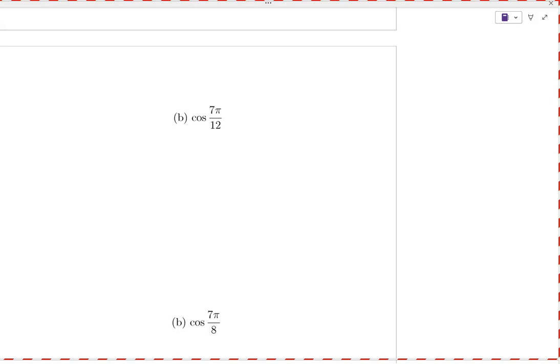We also did this with a sum formula, right? But we're going to do this with a half angle formula. So this must be equal to plus or minus square root of 1 plus cosine of 7 pi over 6, over 2. Oh, sorry, not minus, it's plus. Sorry.